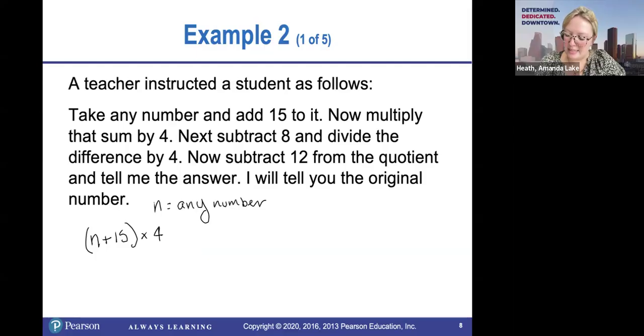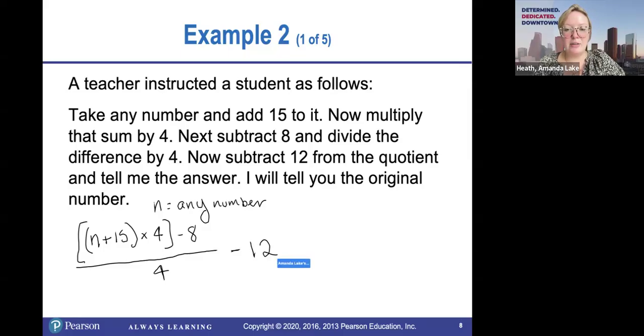Next, subtract 8 and divide the difference by 4. So I'm going to take this whole thing, subtract 8, and then divide that entire difference by 4. So I'm going to use a fraction notation, divide by 4. And then subtract 12 from the quotient. So I need to subtract 12 from that entire division. And the teacher claims they can tell you what number you started with. So let's see what is going on here.